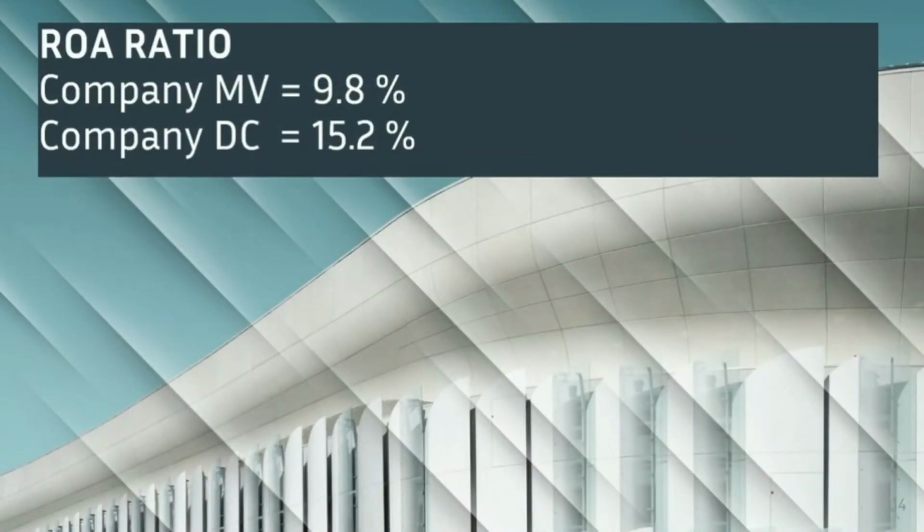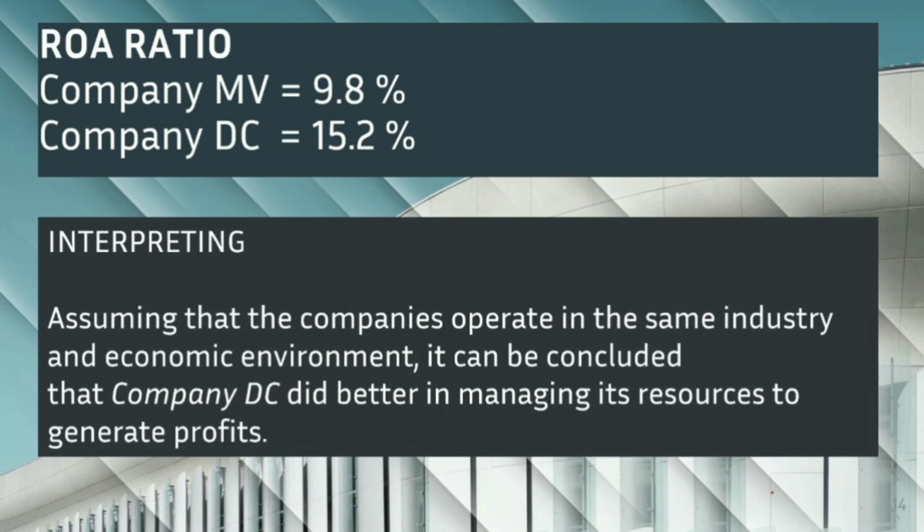Interpreting this, assuming that the companies operate in the same industry and economic environment, it can be concluded that company DC did better in managing its resources to generate profits. All in all, company DC did better in managing its resources or assets to make profits. So company DC has the advantage.